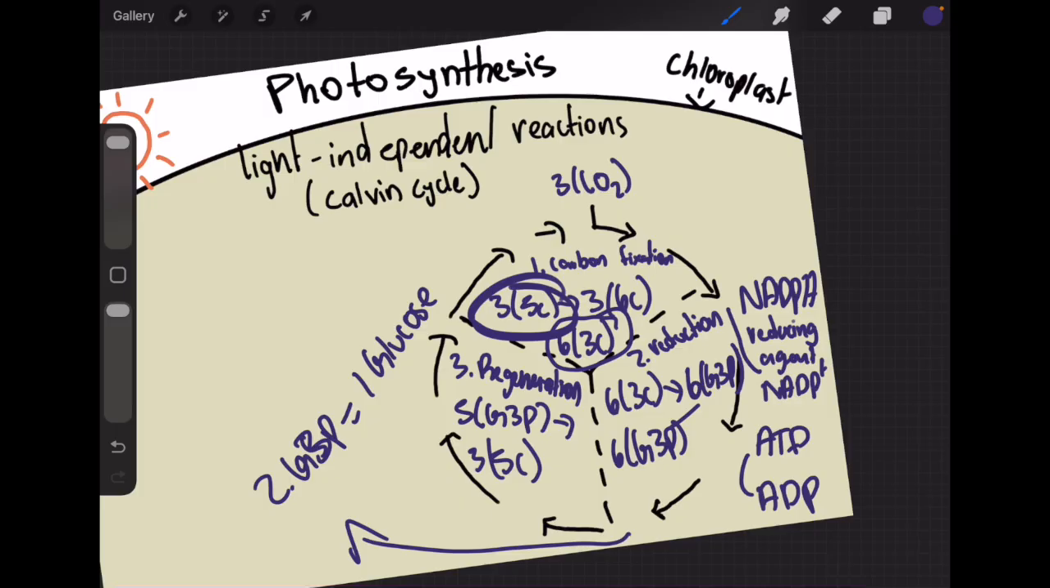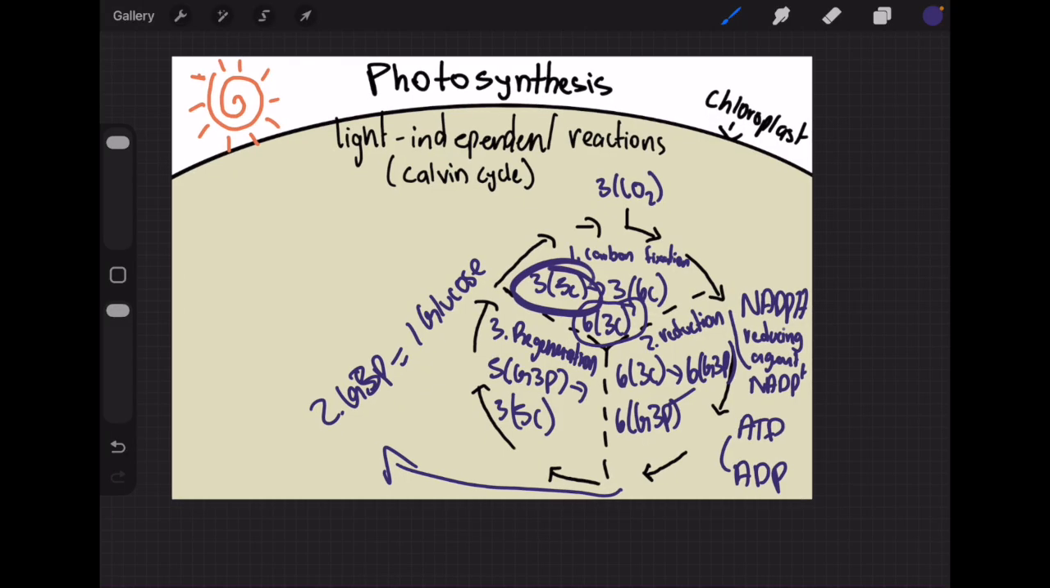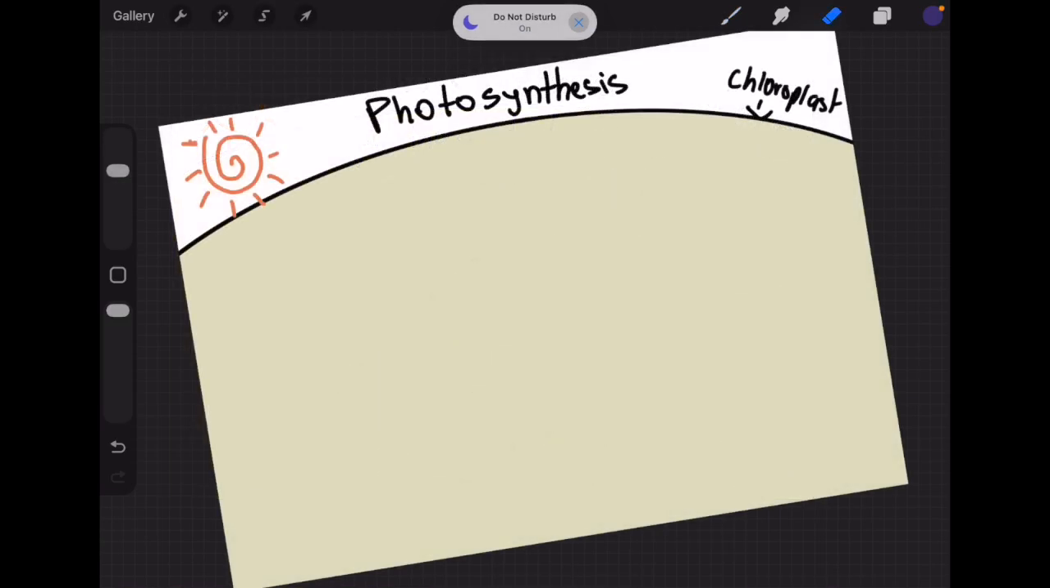So in the big picture, this occurs in the stroma. We use our CO2, we use ATP, we use NADPH, right? Outputs: we have G3P, which becomes glucose, right? And we have ADP, which goes back into our light dependent reaction. Then we have NADP, which also goes back into the light dependent reactions to get charged again, right? So that's one.